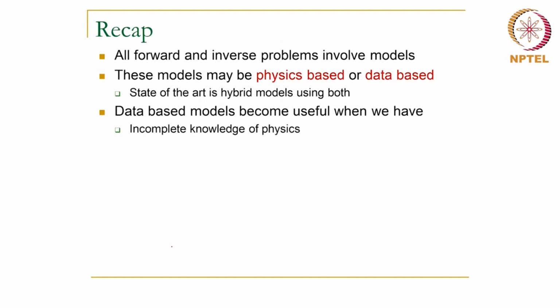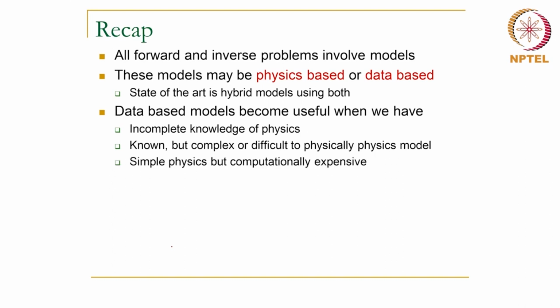We make data-based models when we have one of the following situations. We either have an incomplete knowledge of physics. I gave you the example of weather prediction. But another case is slightly less complex in that we do know the physics fully. For example, in the case of turbulence, we know that turbulent flows are also governed by Navier-Stokes. But at the resolution that we require, it is difficult to physically create the physics model. In such cases also, we could use data-based models. And finally, the physics itself is simple as in conduction, but it is computationally expensive. Even fin heat transfer is somewhat similar depending on what kind of geometry we are looking at.